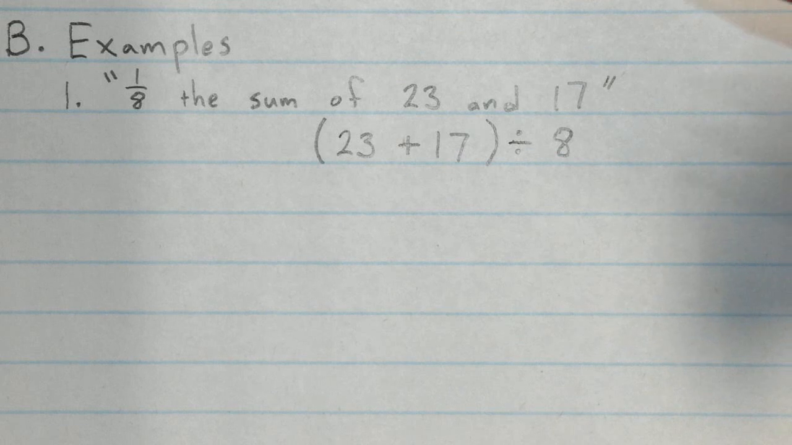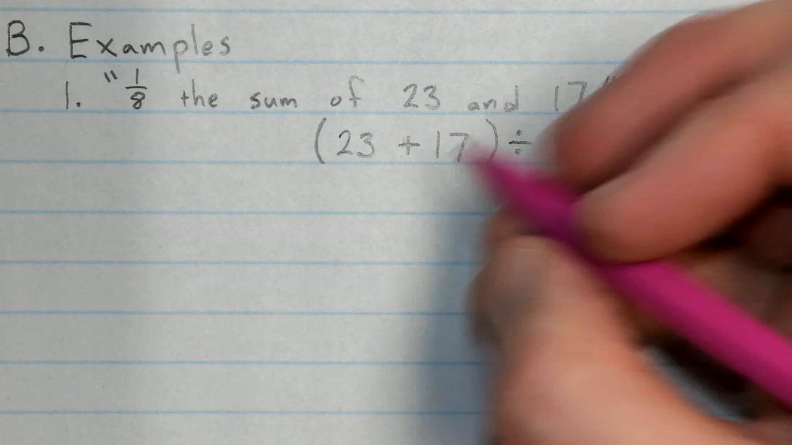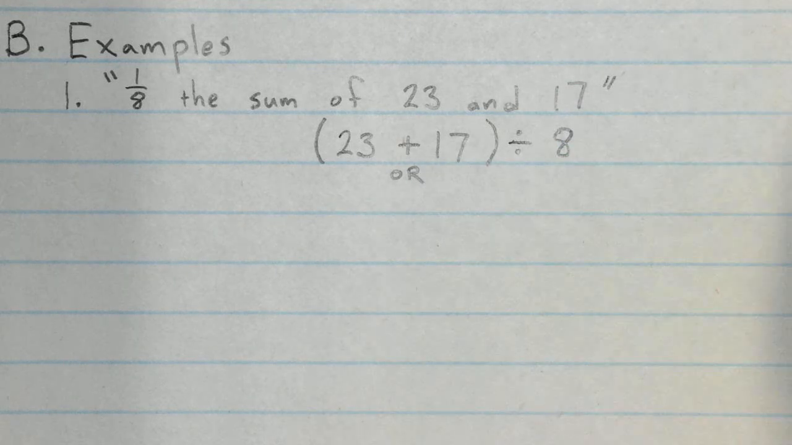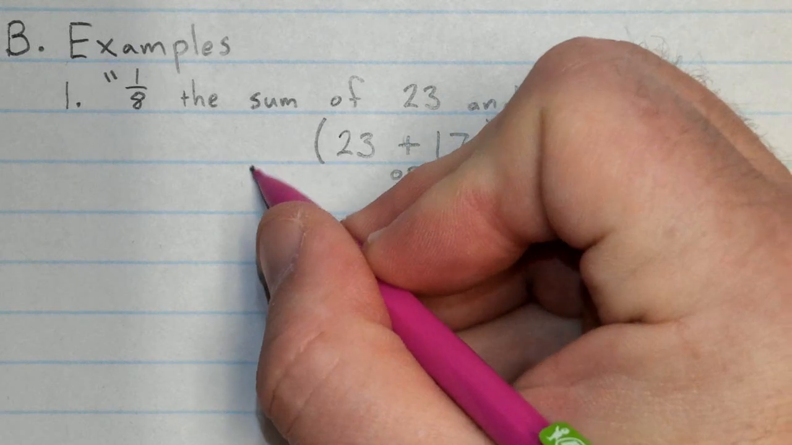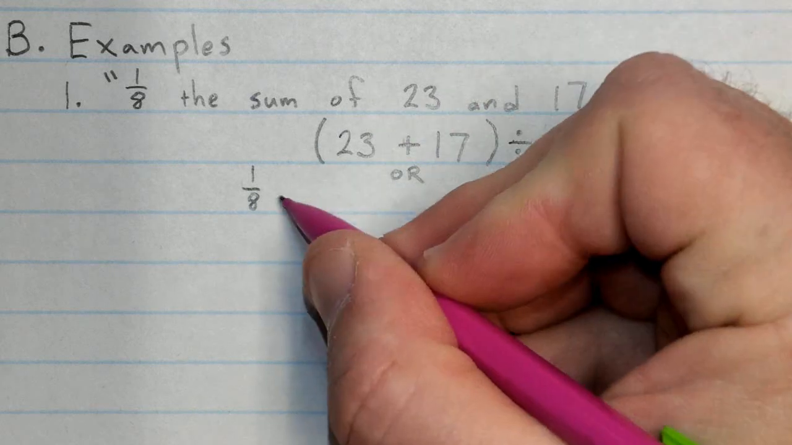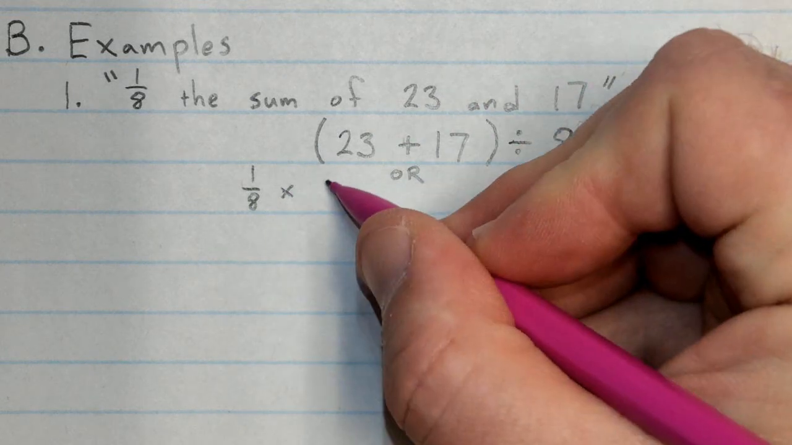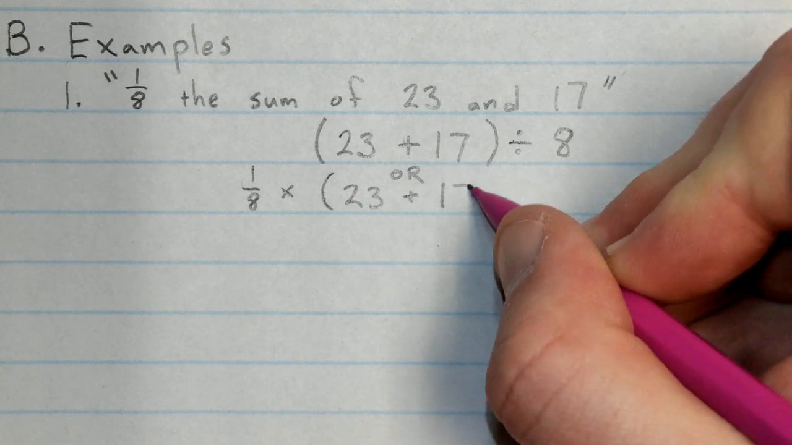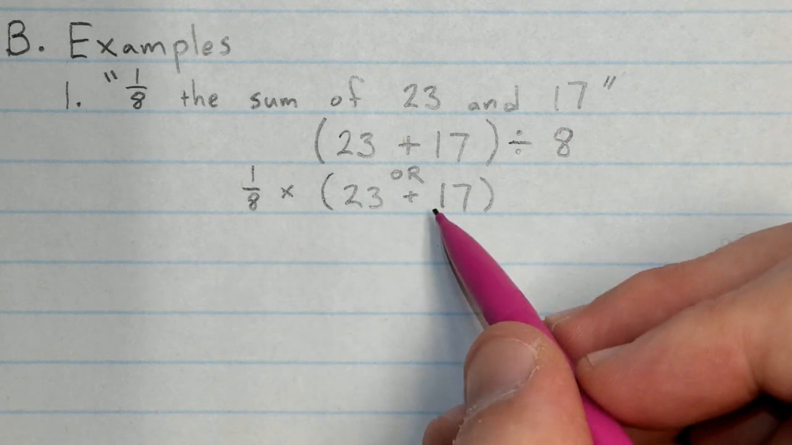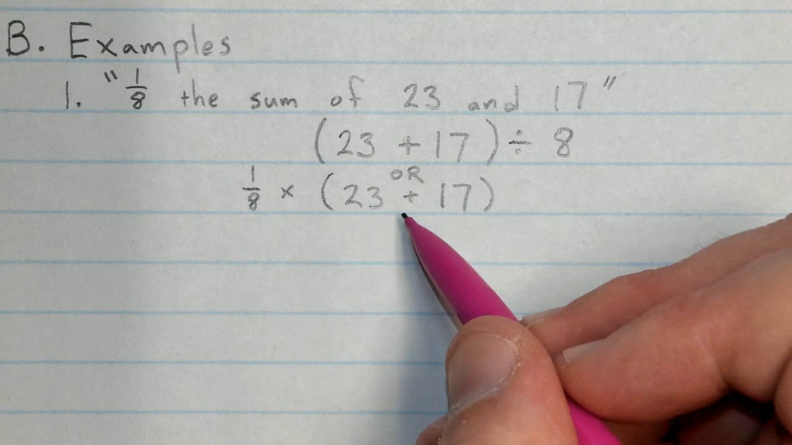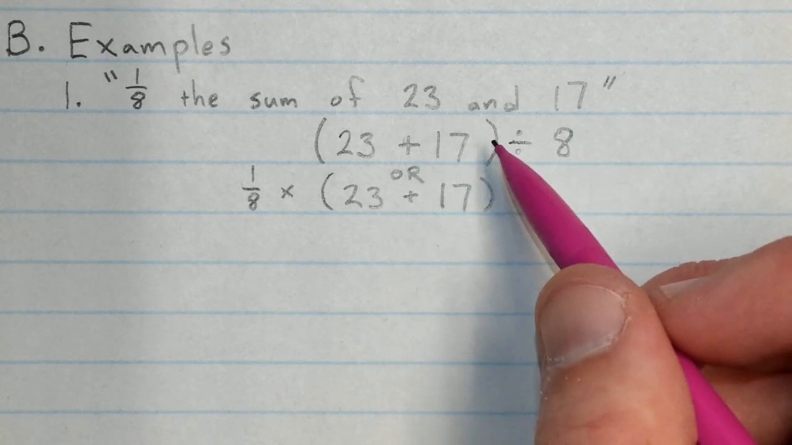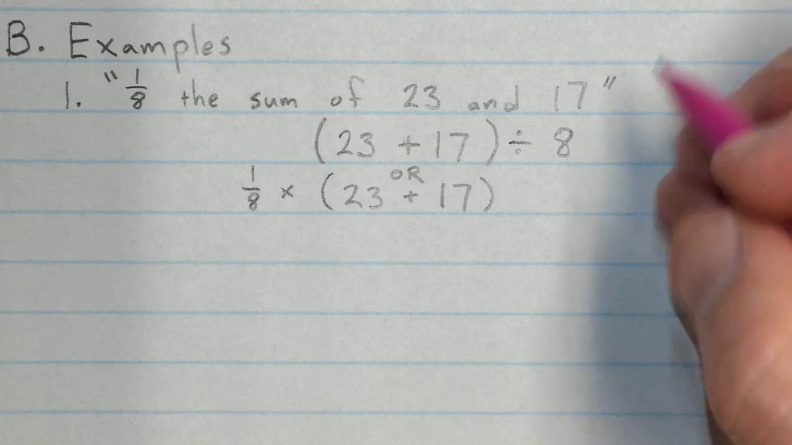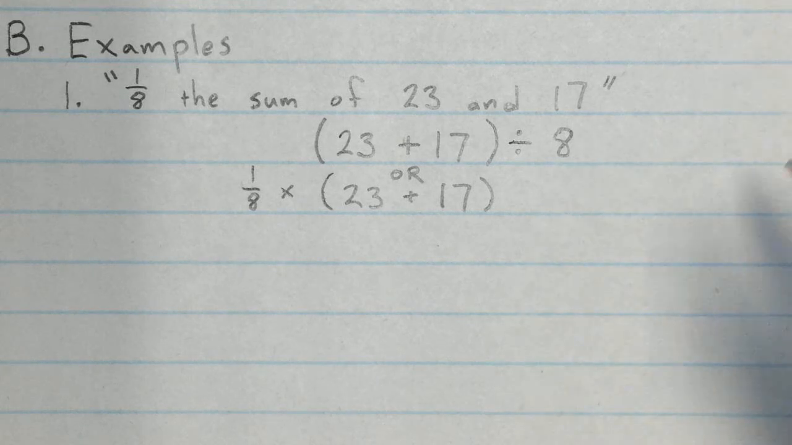You can write it another way. You can also, let's go ahead and squeeze it in here, write 1/8 times 23 plus 17. This is how you will write it as you get further into algebra in middle school. We're going to mostly focus on this first one for today, but I'll show you just so you have it in the back of your head. We're mostly going to focus on this one.